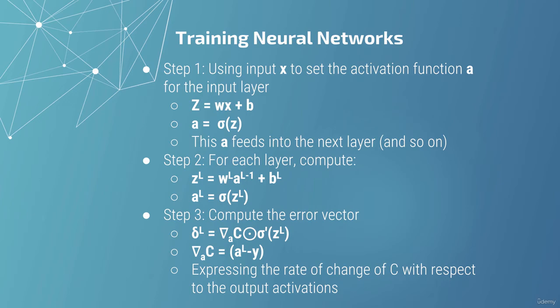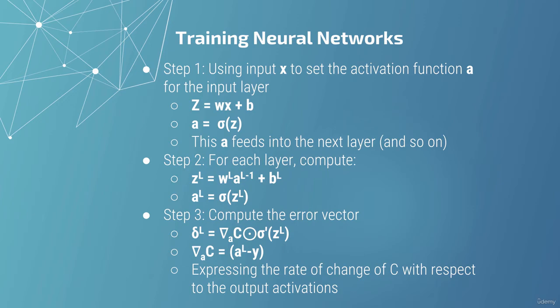Now that's represented by a sigmoid. This a, the output, feeds into the next layer, and so on. Remember, if you imagine a neural network, all the outputs of one layer are the inputs of the next layer, and so on and so on until the output layer.